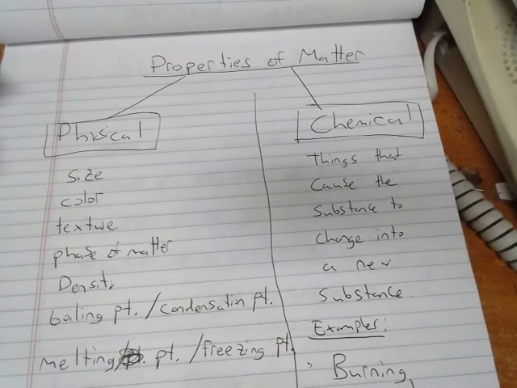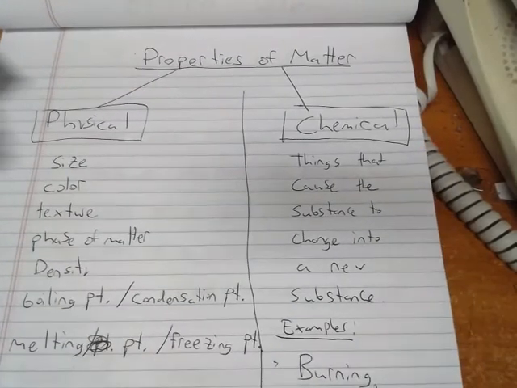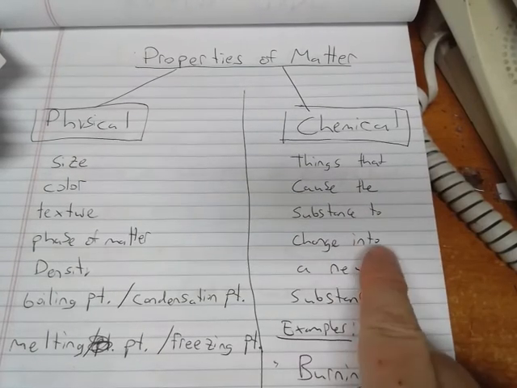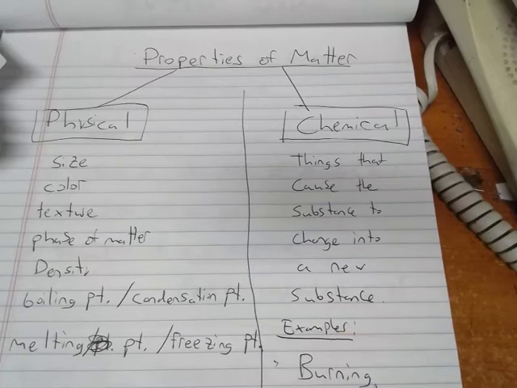Then of course there are chemical properties. Now these are different. Chemical properties are things that cause the substance to change into a new substance. In other words, you are doing something to the chemical that makes it a new chemical.